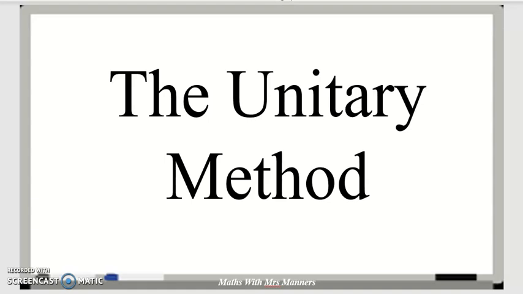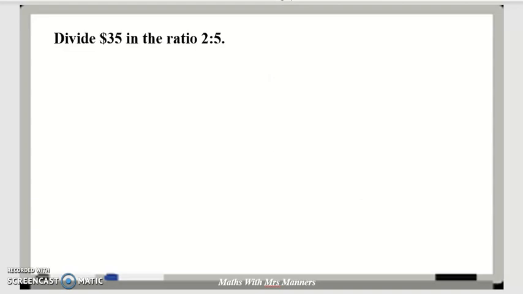This video is on ratios and in particular the unitary method. So the unitary method is where we take a quantity and we share it in a given ratio. That's essentially what you're being asked to do. So if you look at this example here, it says divide $35 in the ratio 2 to 5.